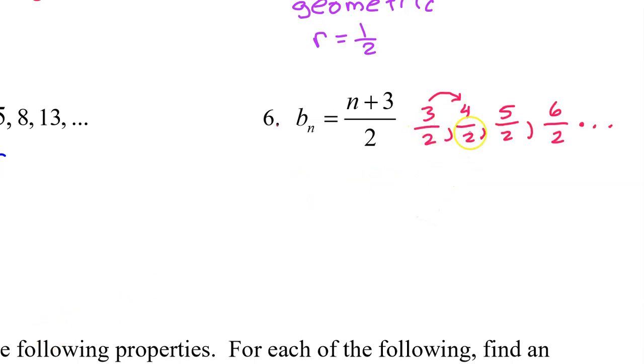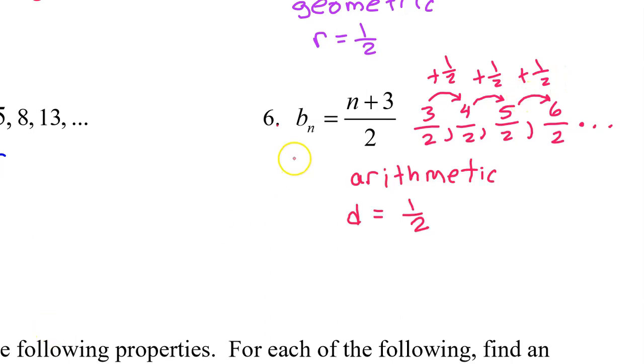From 3/2 to 4/2, that's plus 1/2. From 4/2 to 5/2, plus 1/2 again. From 5/2 to 6/2, that is plus 1/2 again. Number 6 is arithmetic with a common difference of 1/2.